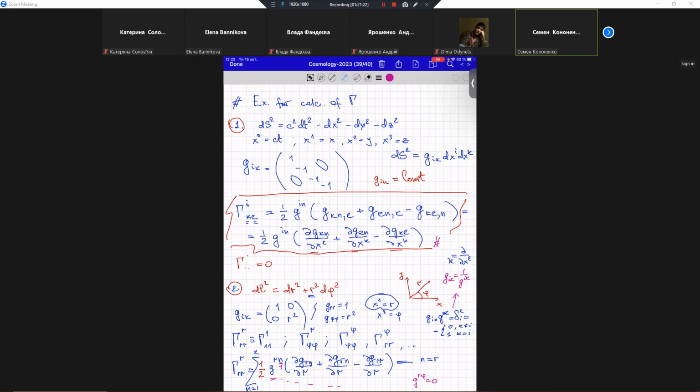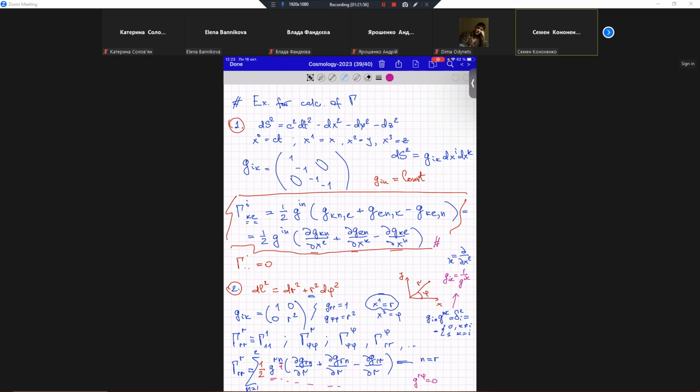Of course, we have an expression for the Christoffel symbols through just the derivatives of the coordinates x and x prime. Yes, we have it, but it's not convenient to use it. To calculate the Christoffel symbols, it is much more convenient to use the metric for the coordinate system.